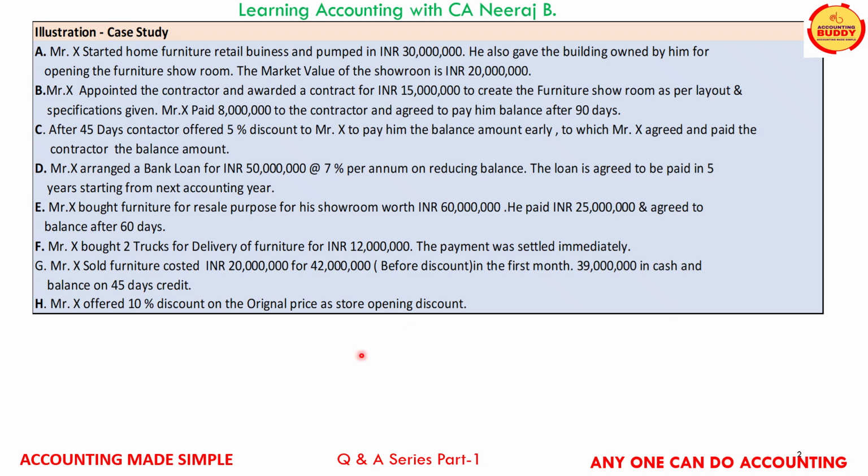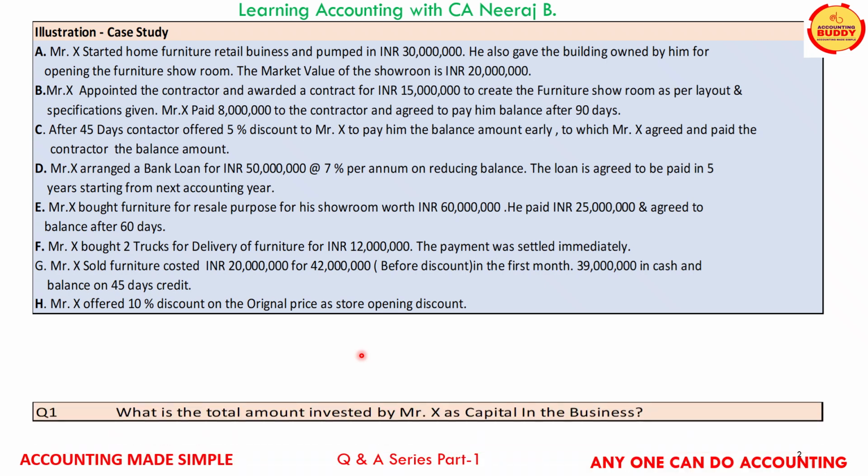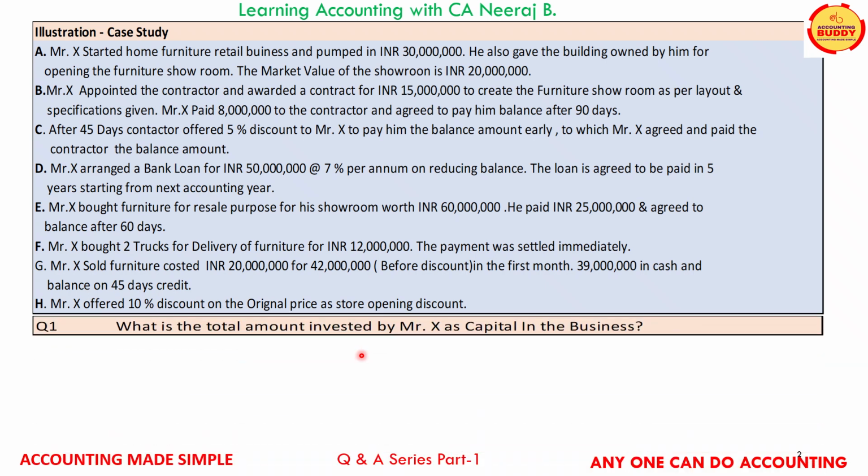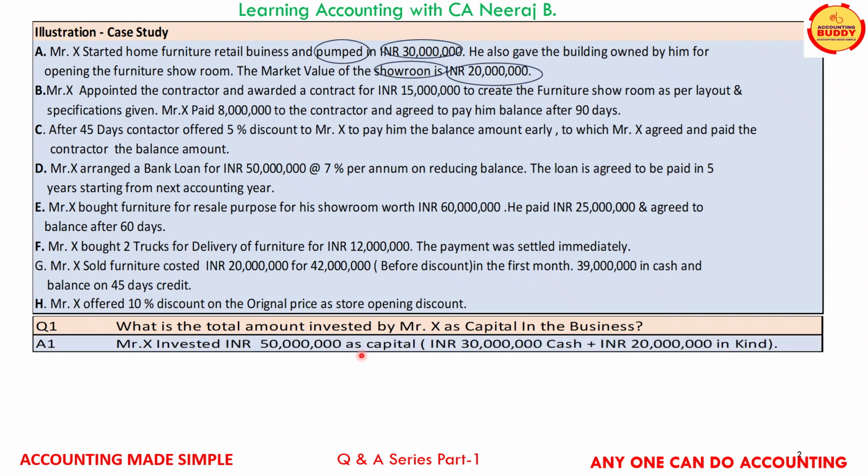Now let us try and answer few questions related to this business scenario. Question number 1 is, what is the total amount invested by Mr. X in the business? The answer is Mr. X invested 50 million, 30 million in cash and 20 million in the form of building which he offered to the business to run the furniture showroom.